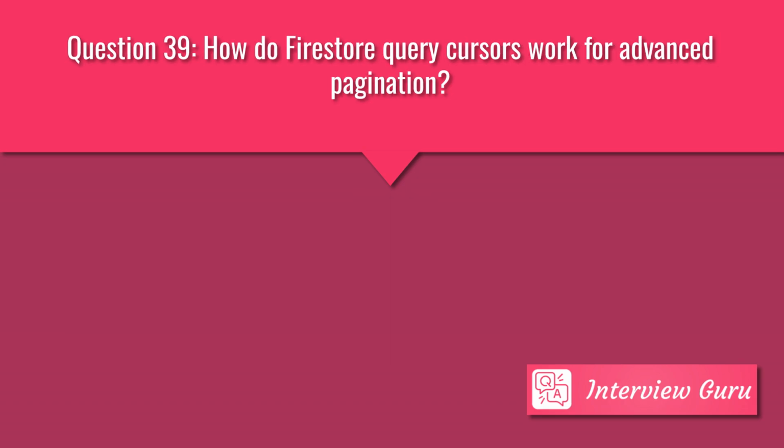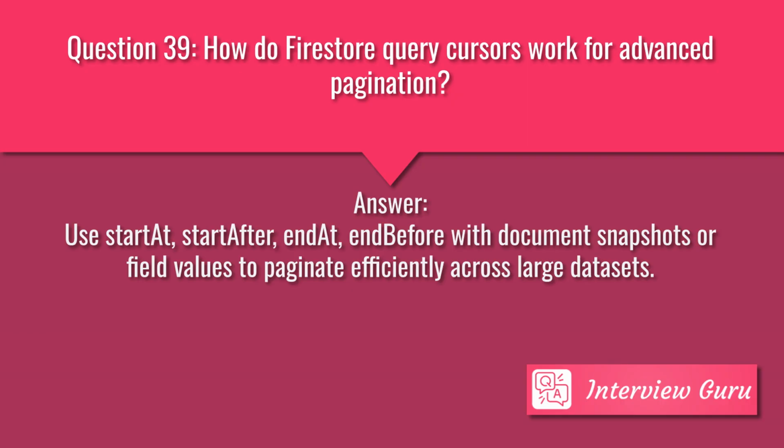Question 39. How do Firestore query cursors work for advanced pagination? Use start at, start after, end at, end before with document snapshots or field values to paginate efficiently across large datasets.